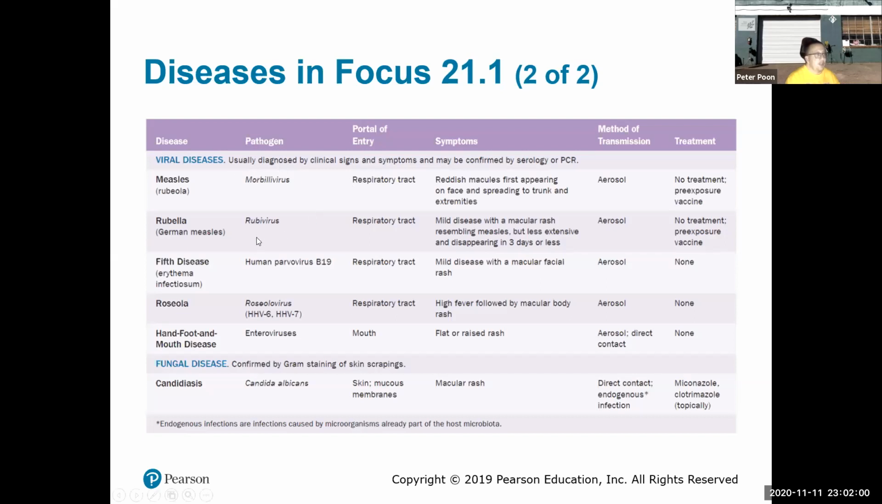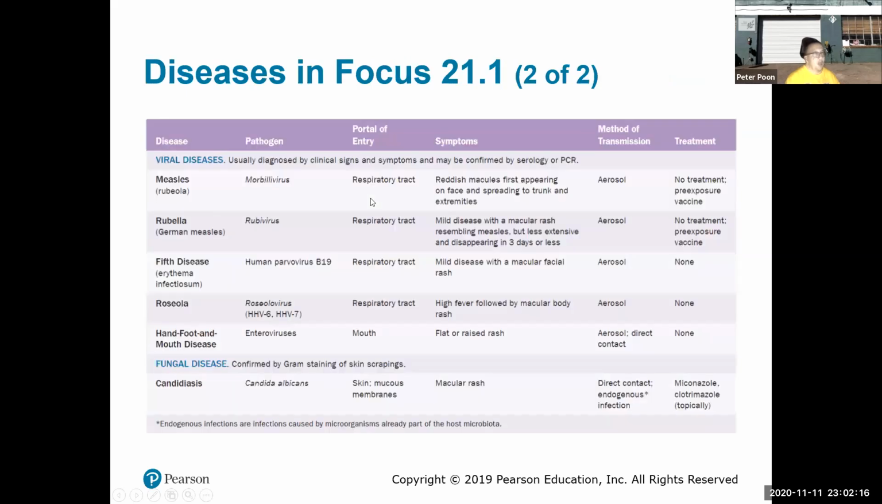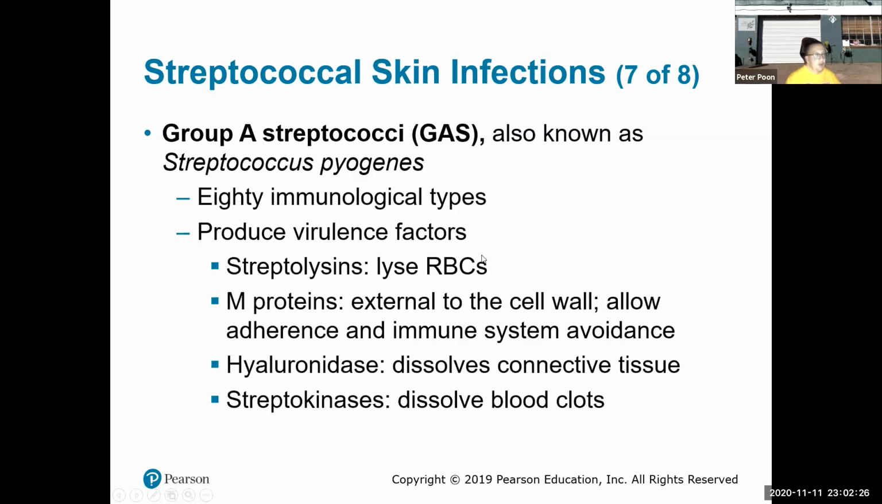So let's talk about these diseases. What I want you guys to make sure you understand is something like this, where you have disease, pathogen, portal of entry, symptom, method of transmission, and treatment. Streptococcal skin infections, gram-positive cocci in chains. Okay, so there we go.